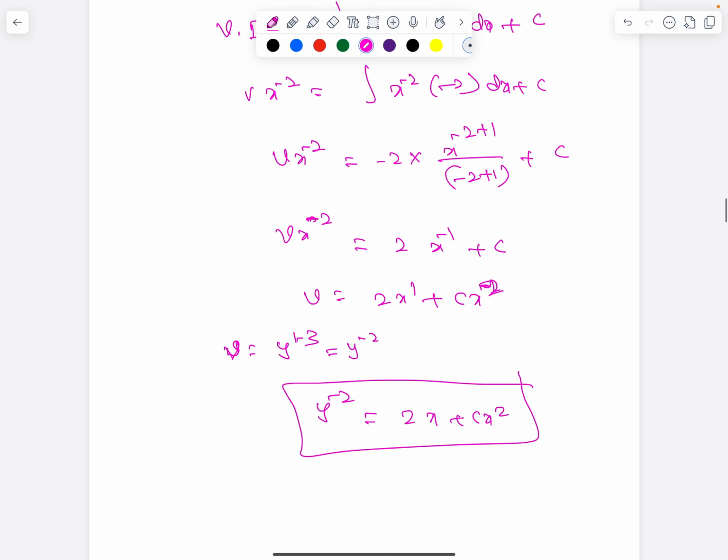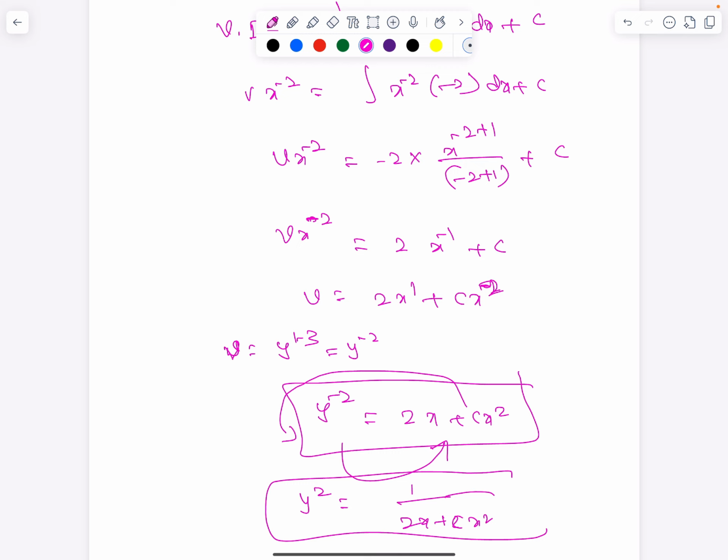If you want to rewrite it, you can bring y power minus 2 to the right hand side, that is y square if you bring, and you bring this term to the left hand side, that is 1 by 2x plus cx square. That is your solution to the equation.